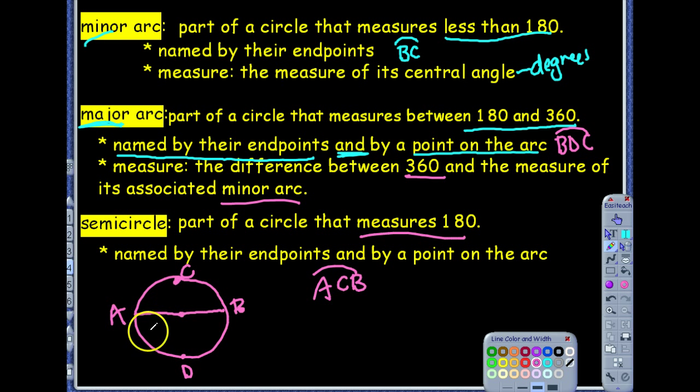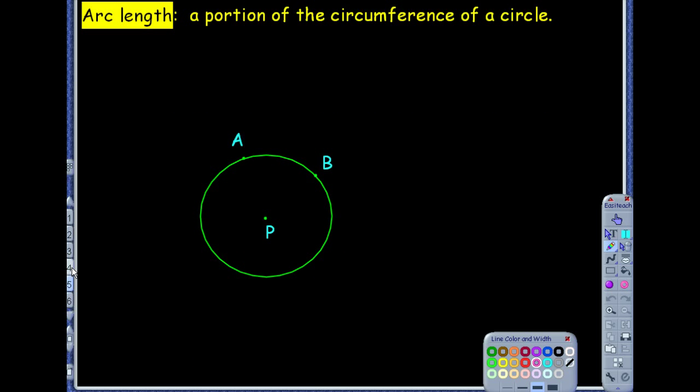So, again, how you look at a name does matter. Would you ever name a minor arc with 3 letters? Never. Yes. So if you see 3 letters, it's either major or semicircle, and minor is always 2 letters. And even if there was another letter between there, I would still just call that arc CB. Yeah. Okay. Awesome. There's some vocabulary for you. A little bit more vocabulary.